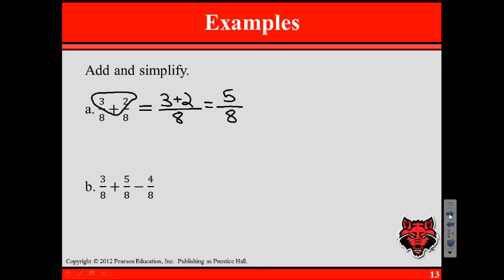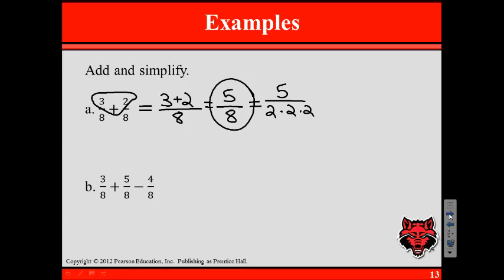It's still important that we look at the numerator and denominator and make sure that nothing can be simplified, nothing can be taken out of each. So I'm going to write the prime factorization just to make sure. 5 is its own prime factorization. The prime factors of 8 are 2 times 2 times 2. Nothing in common, so 5 over 8 is in simplest form.